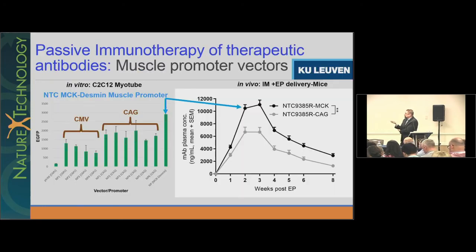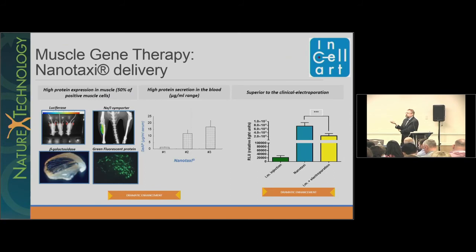And this is work we did with KU Leuven, where we've tinkered with the vector, and we found that for muscle, the CMV is good, the CAG promoter is better, but the muscle promoter, in this case in vitro in muscle cells, is actually predictive of in vivo. You're actually outperforming and getting good levels of expression with this particular promoter. Now, those are all electroporation experiments.